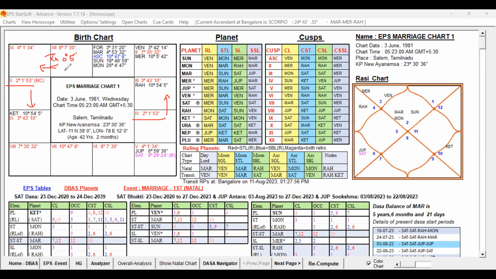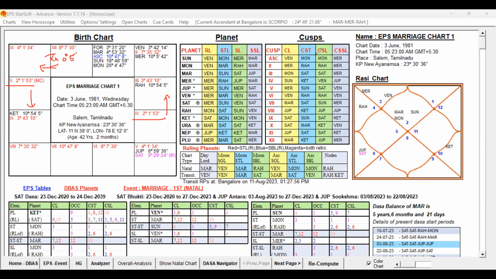So we have to think that some cusps are on the border, just adjusting. If it happens that there is some change in the birth time, even a few minutes' change can move the cuspal position to another sign. We have to keep that in mind, the cuspal position in the sign, if they are on the border. I hope you have understood the first one.